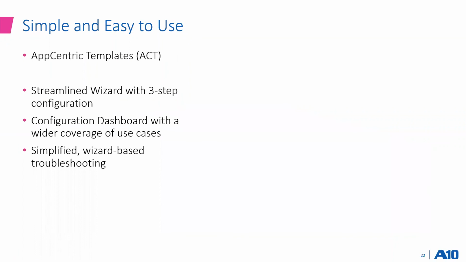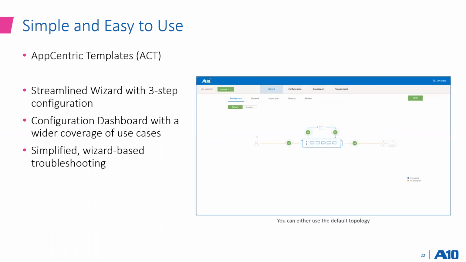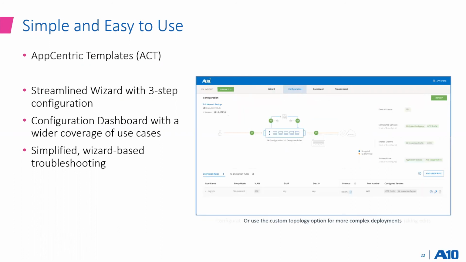So then finally, I want to talk about simplicity and ease of use. So we have something called the app-centric templates. It's a specialized GUI for all of our devices, which can be used to deploy our solution in 3 steps in about 3 to 5 minutes. It's really streamlined, easy to use. It comes with its own dashboard. It comes with a configuration dashboard that you're seeing on screen so that you can make sure that you know what's deployed with your device. And you can change the known settings with just a click of a button and look at it very easily.